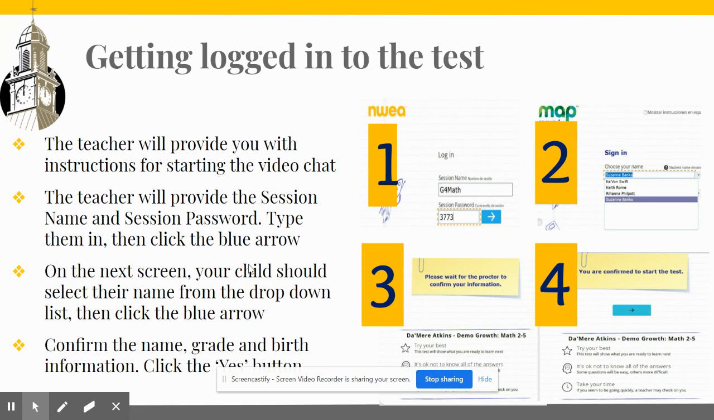In order to get logged into the test, the teacher will provide you with instructions for starting the video chat. The teacher will provide the session name and session password. They will need to be typed in, and then you will click the blue arrow. On the next screen, your child should select their name from the drop-down list, then click on the blue arrow. Confirm the name, grade, and birth information, and click the Yes button.